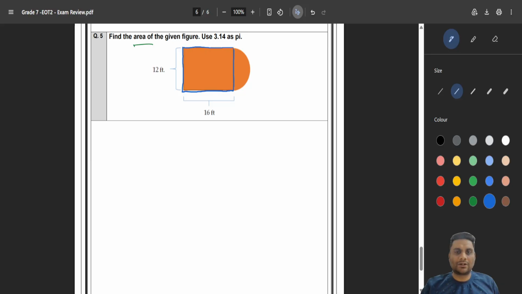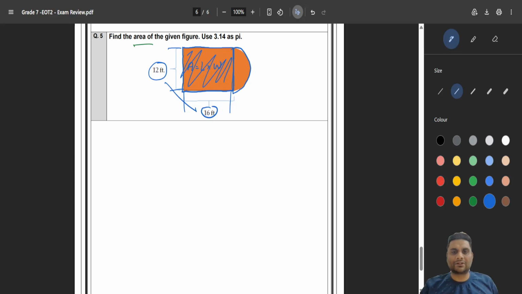Rectangle. How do you find the area of a rectangle? By multiplying the length and the width. Length, that is 16. How long is it? Here. And width, this width. How wide is it? If we multiply these two numbers, we will get the area of this rectangle.